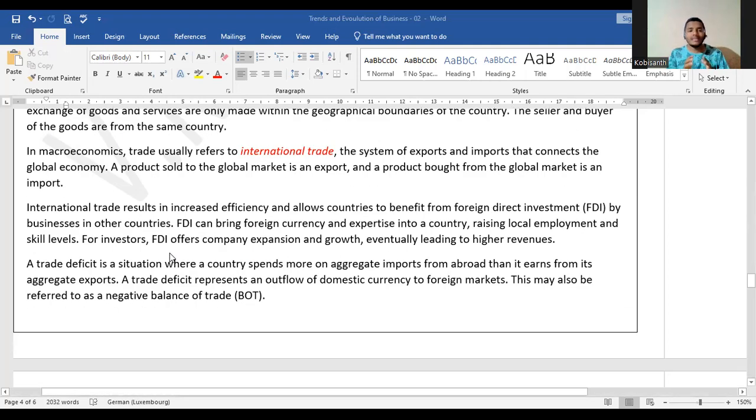International trade results in increased efficiency and allows countries to benefit from foreign direct investment. This particular term, FDI, you would have heard plenty of times when the protests were going on, when the economic crisis was at its peak. This foreign direct investment, you would have heard this phrase a lot. A business in other countries. What is foreign direct investment?